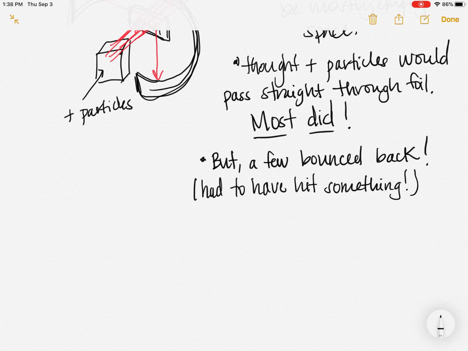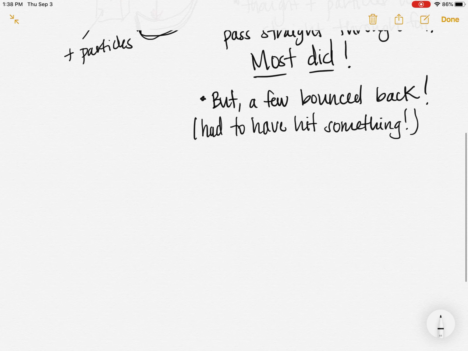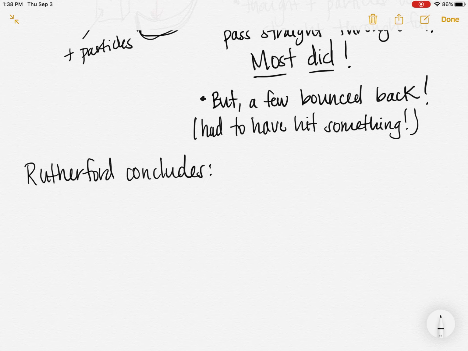Okay. And keeping in mind our rules for charges that like each other and charges that don't like each other, if these positive particles up here were ricocheting away from something, that means that they must have been of similar charge, right? If it was a negative charge that they were hitting, they would have stuck together. So from this, Rutherford is able to conclude a couple things.